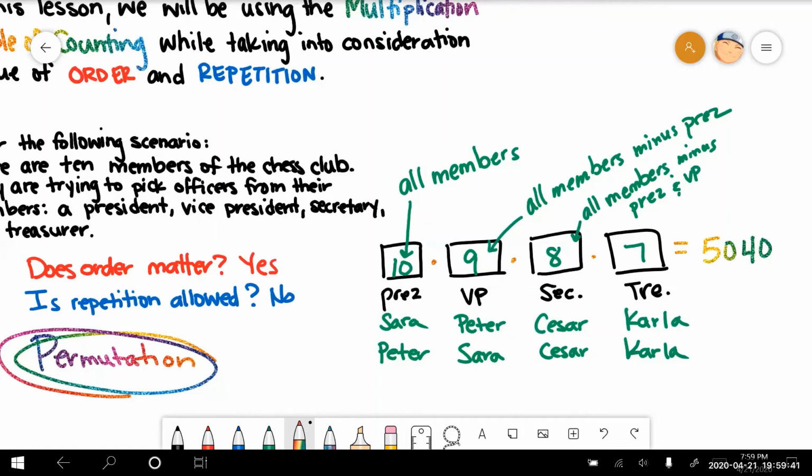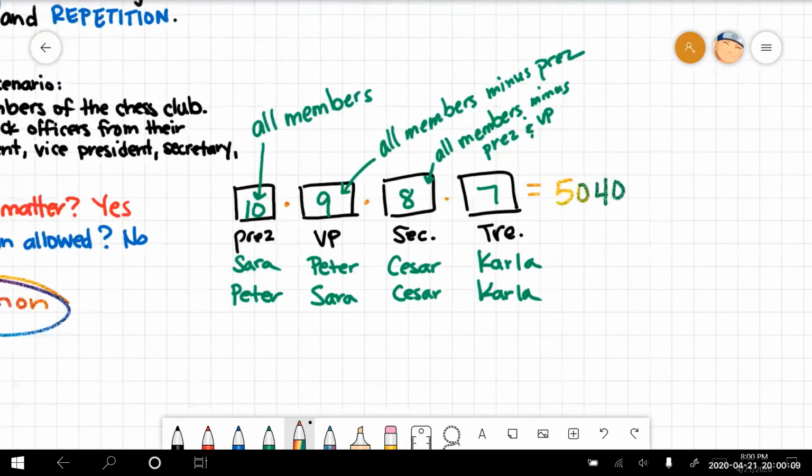Okay, now that seems a little stressful if you ask me. I mean, you only had 4 people to pick, and you're only picking 4 people out of a group of 10. And thank goodness we didn't have to write this out as a list, because had we had to write this out as a list, we would have been here for quite a while writing 5,040 different possibilities of officers for the chess club.